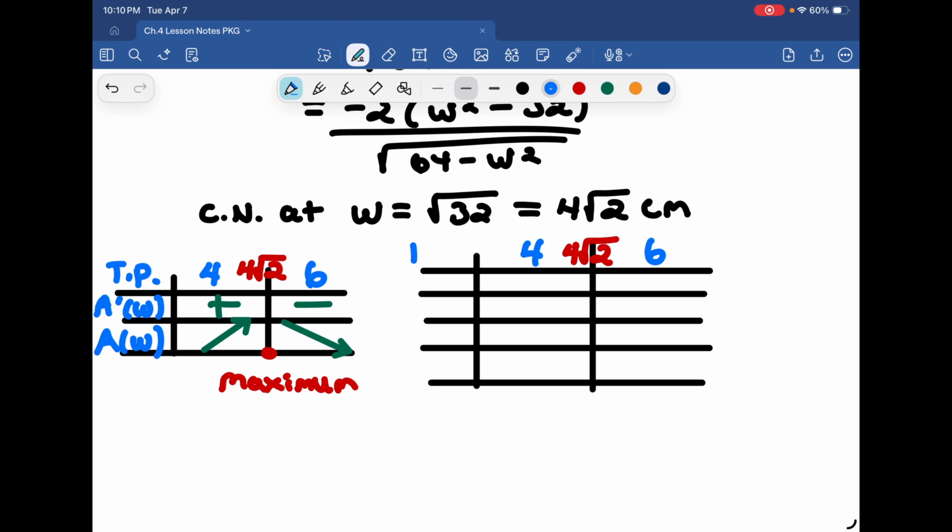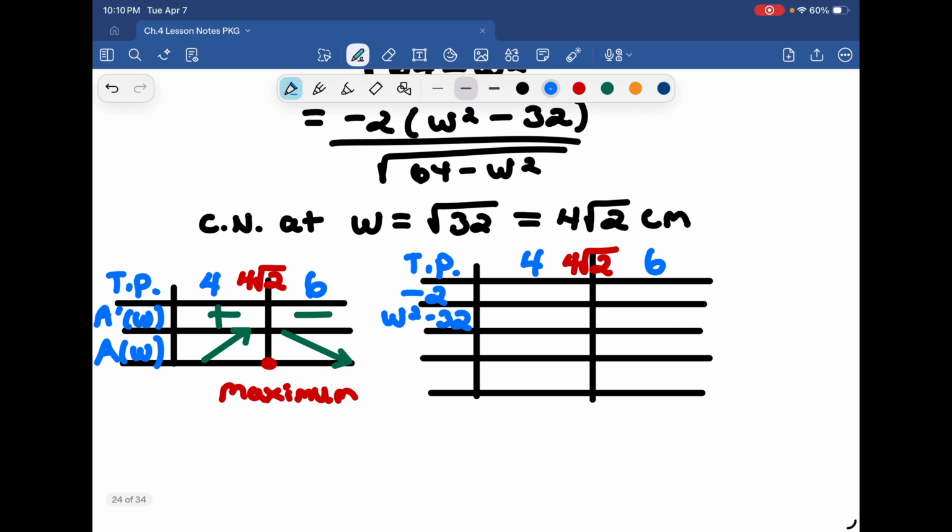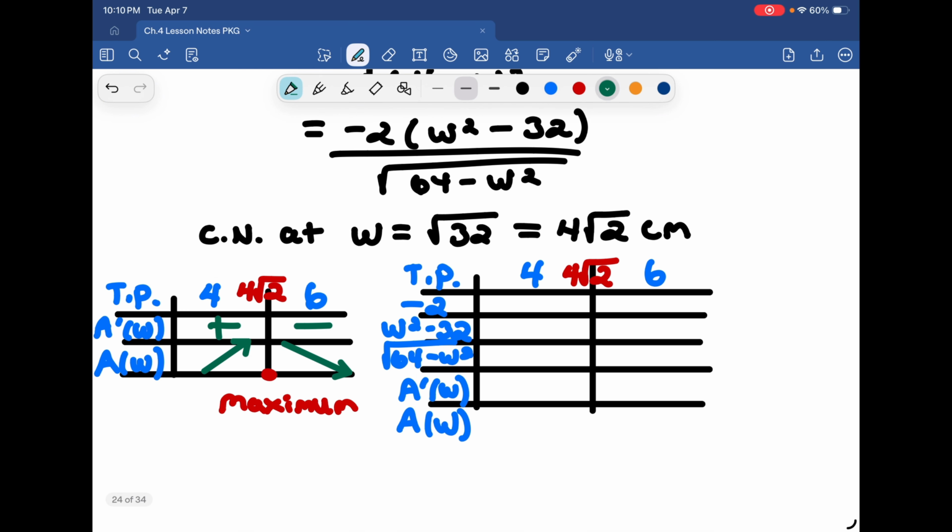I'm going to put my 4 here. I'm going to put my 6 here, the test point here, and then I'm going to break apart the derivative function into all its components. So negative 2, w squared minus 32, square root of 64 minus w squared. Then I'm going to write my a prime of w and my a of w. So I break it into the components so that it's really easy to test.